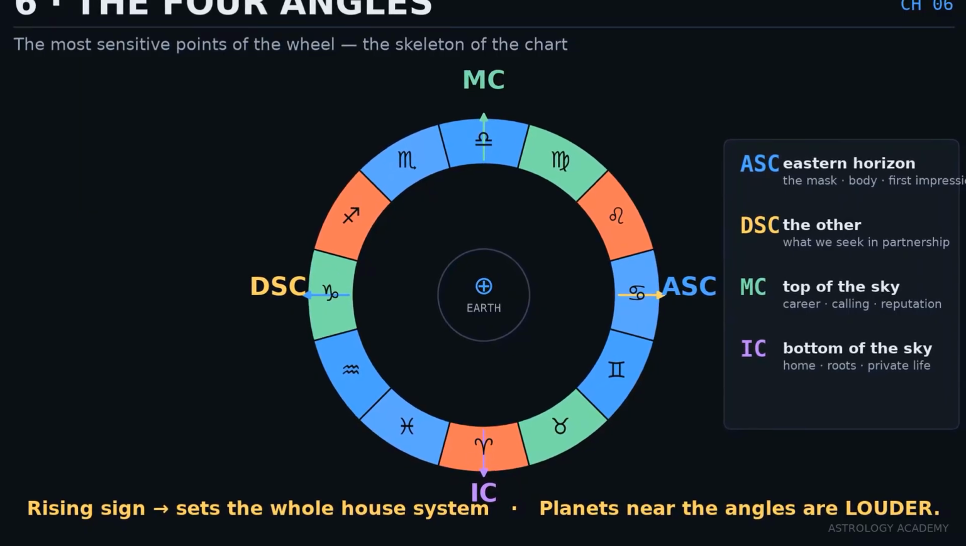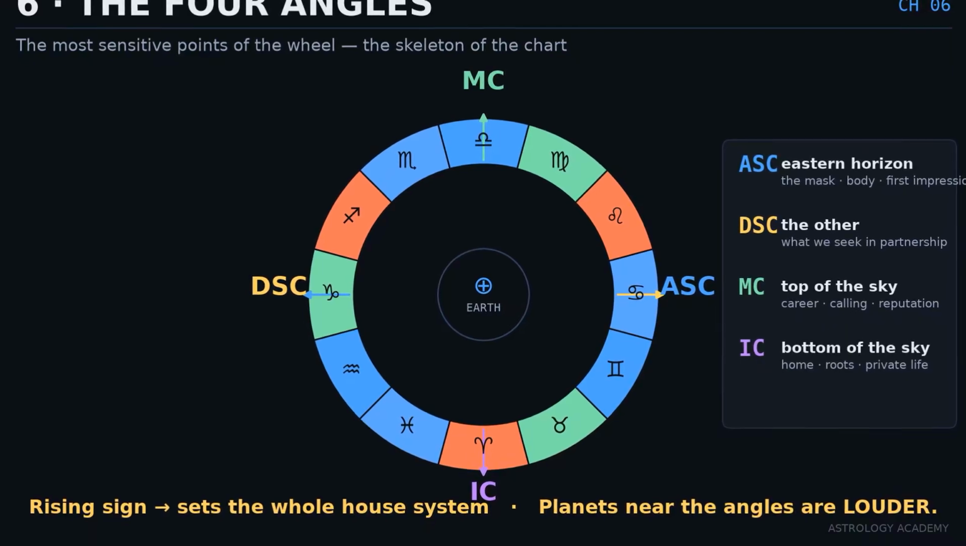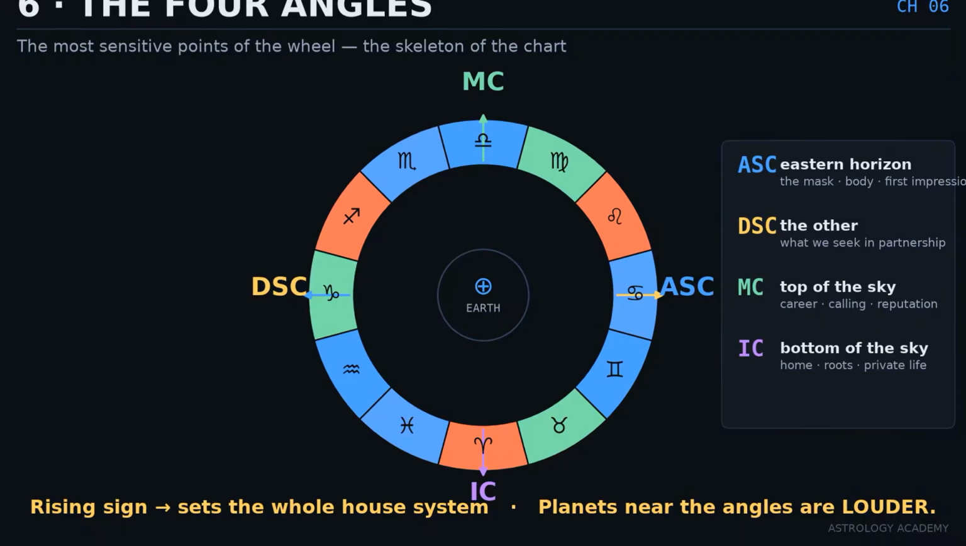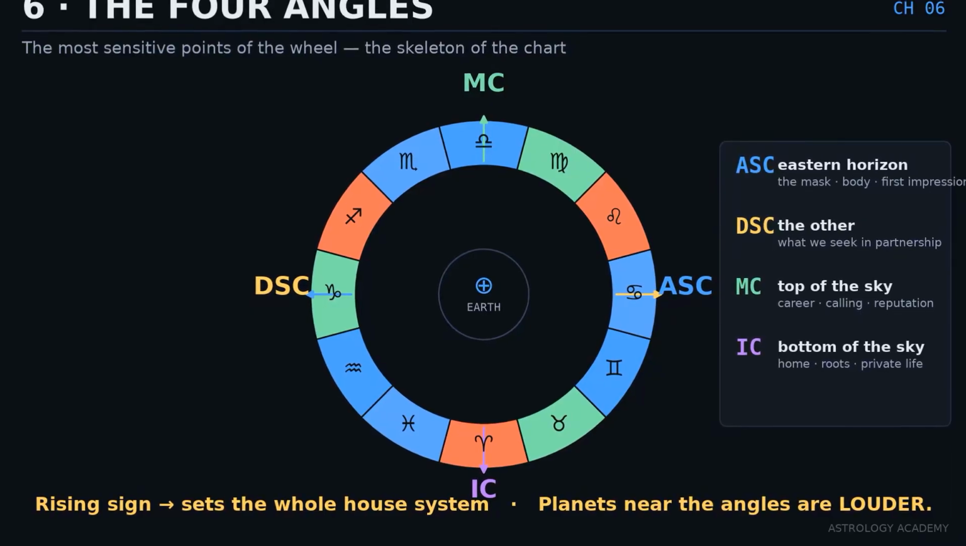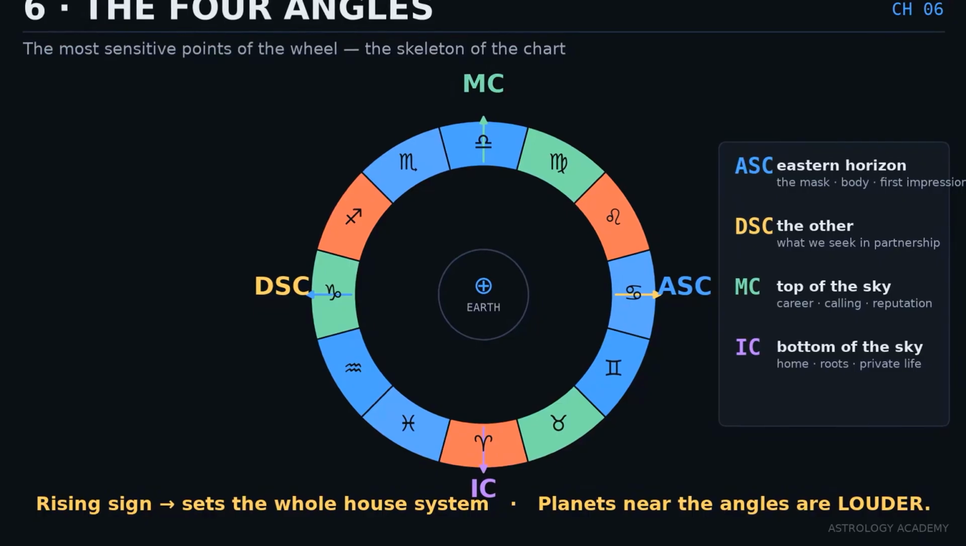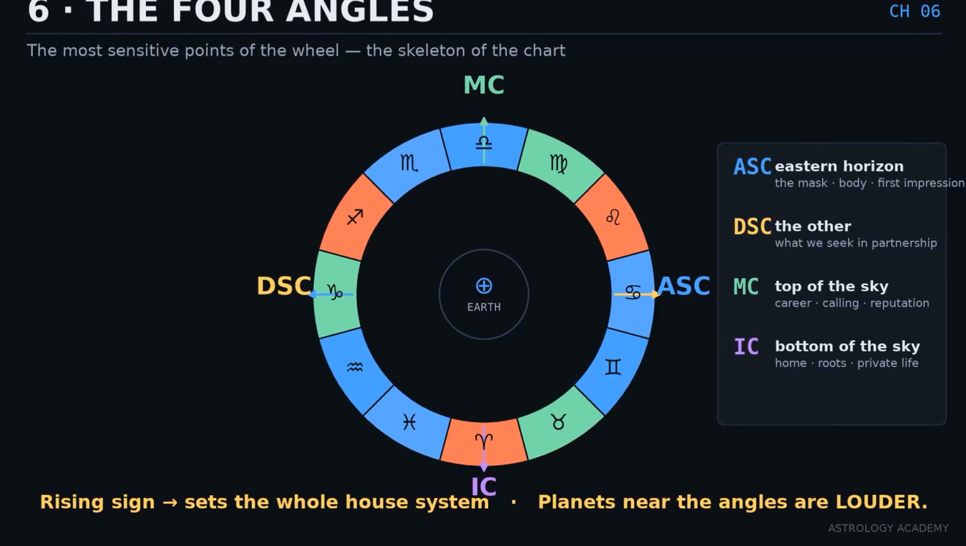The ascendant is so important that it determines which sign rules which house. If your ascendant is Virgo, then Virgo is your first house, Libra your second, and so on around the wheel. And here is a diagnostic shortcut. Planets near the angles are louder. A planet conjunct the ascendant is worn on the sleeve. A planet conjunct the midheaven is seen by the world. Angular planets dominate the chart's story.